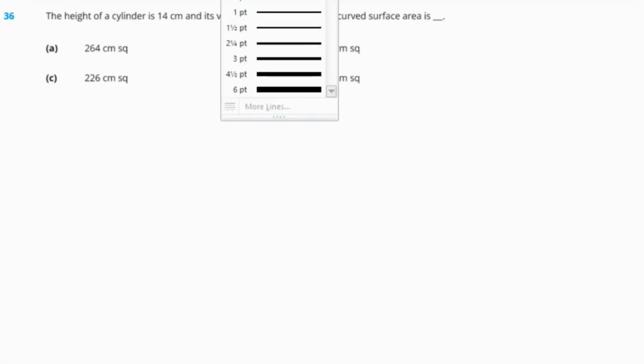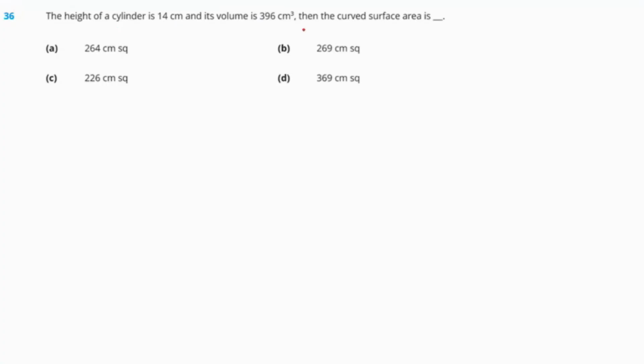The next. The height of a cylinder is 14 centimeter and the volume is 396 centimeter cube. The curved surface area is. So we already know the volume of a cylinder is pi r square h. The height of the cylinder is given to us. The volume is given to us, which is 396. And the height is 14. So the value of pi r square needs to be 396 divided by 14.